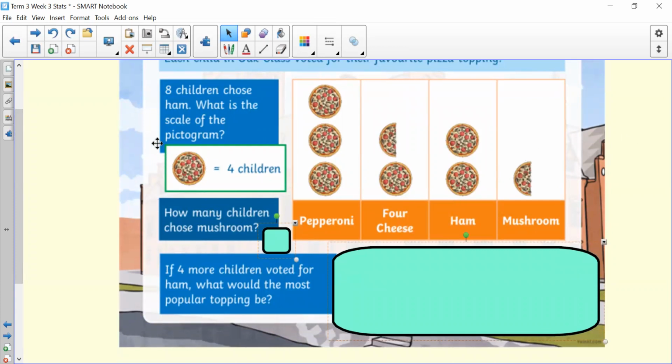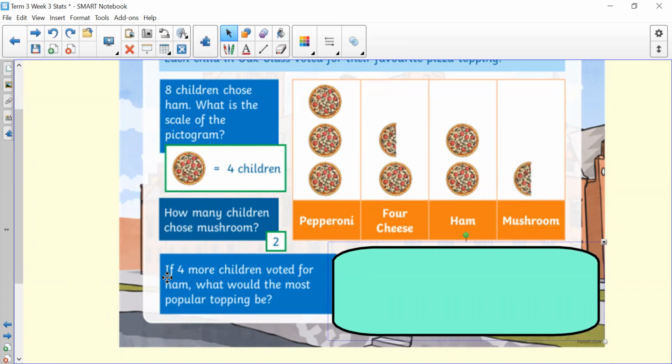Okay, so now we know that 1 pizza equals 4 children. We've got half of a pizza here. What do you think it could be? Well done if you got that. It's 2, because half of 4 is 2. We've got half of a pizza there.